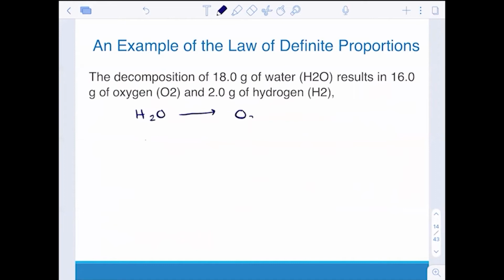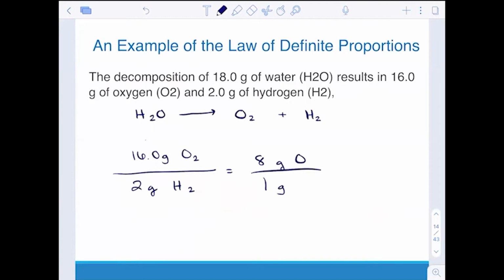reaction, hydrogen and oxygen, we'll discuss later why there are those subscripts too. They form diatomic gases in nature, and we'll talk about that a little later. We'll also learn about balancing equations in just a little bit. But what this example for the law of definite proportions tells us is that if I had 16 grams of oxygen to 2 grams of hydrogen, that ratio of 8 grams of oxygen to 1 gram of hydrogen, I just reduced it there, will be consistent no matter the sample, right?